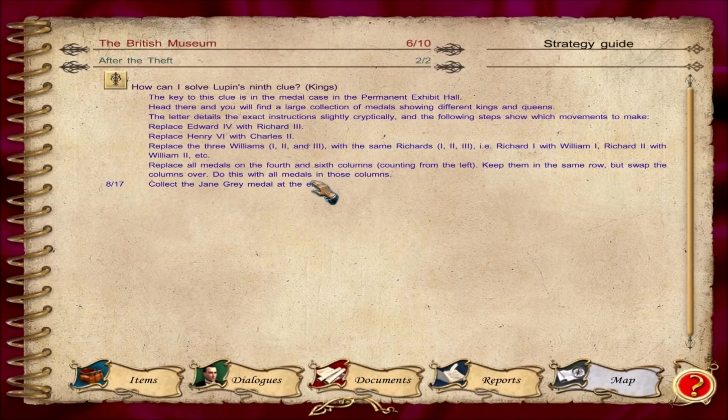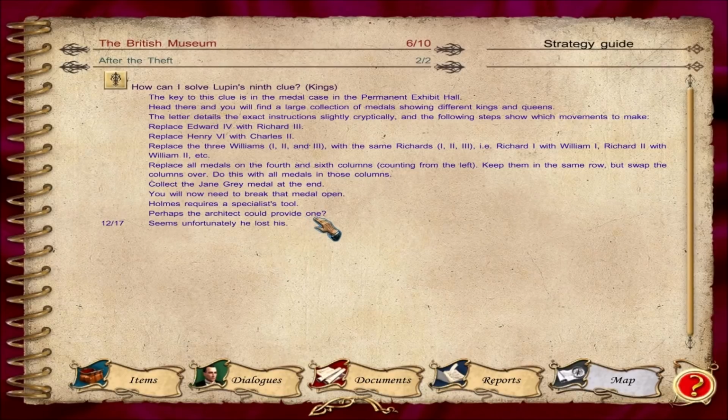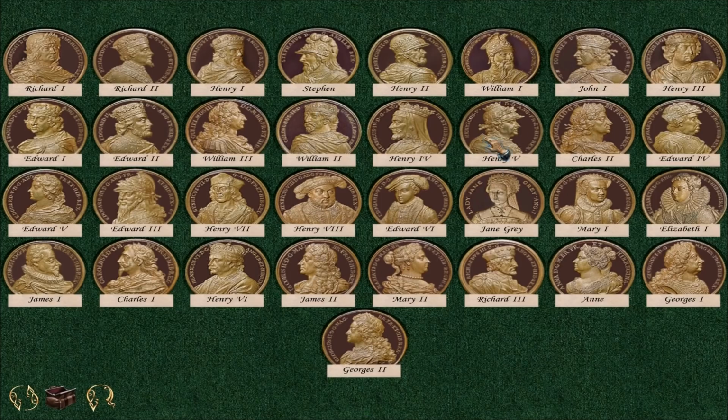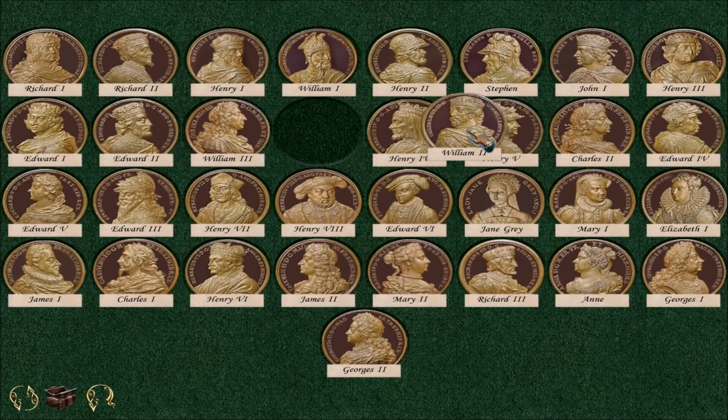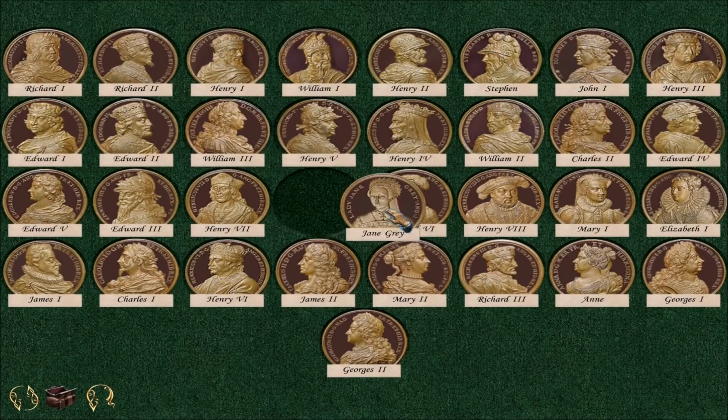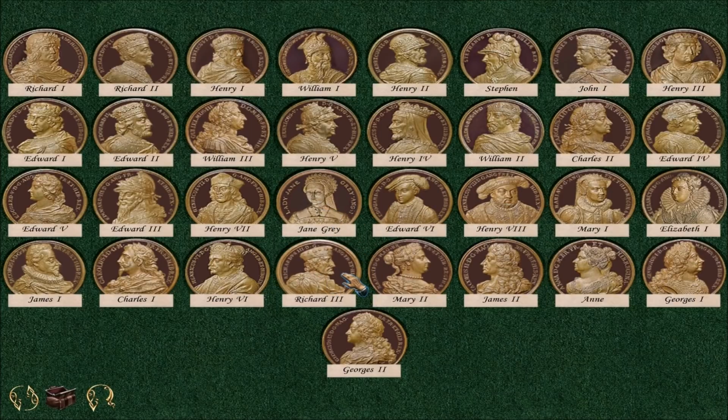Replace all medals in the 4th and 6th column, counting from the left. Keep them in the same row, but swap the columns over. And none of those clues match. Okay. So 4 and 6. So 1, 2, 3, 4. Swap with 6. Done.